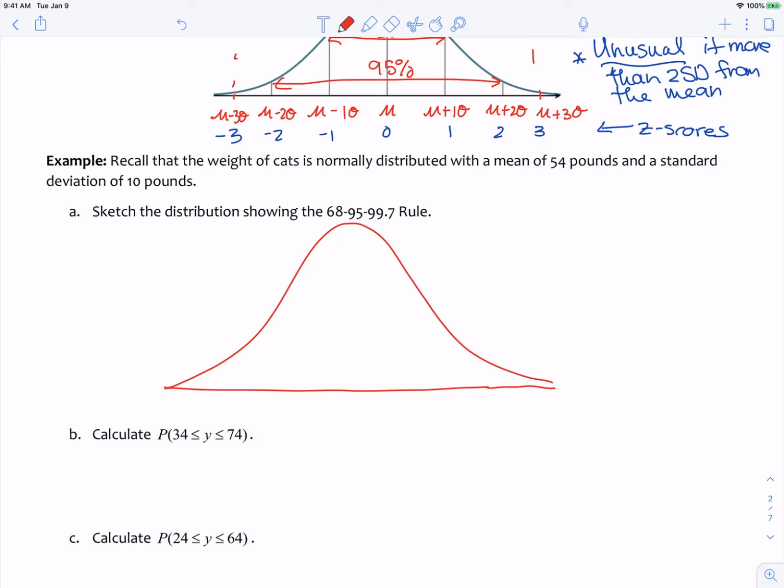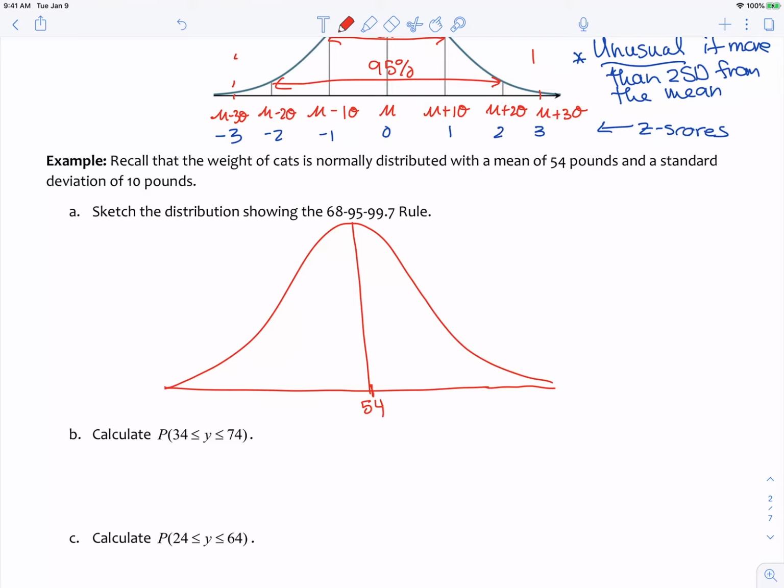Okay, and so we want to show the 68, 95, 99.7 rule. So we want to, across our horizontal axis on the bottom, have breaking points of 1, 2, 3 standard deviations from the mean. Okay, so there's our center, and I'm going to draw actually a full line because I want to break this down a little bit more than usual. And 54 pounds is going to live there.